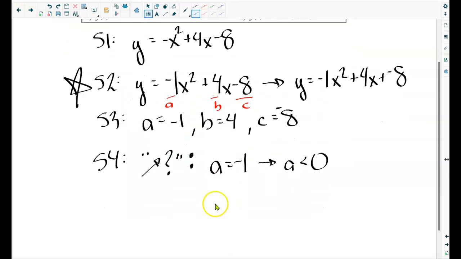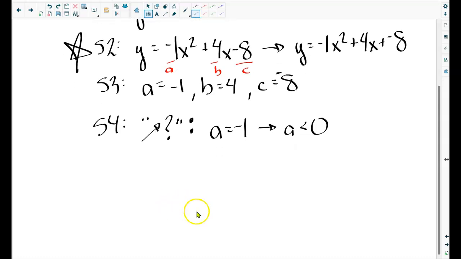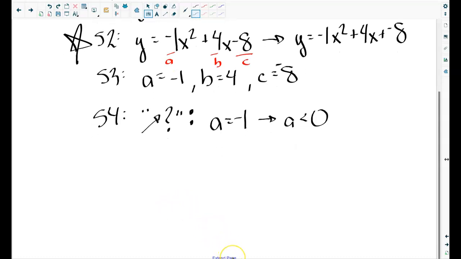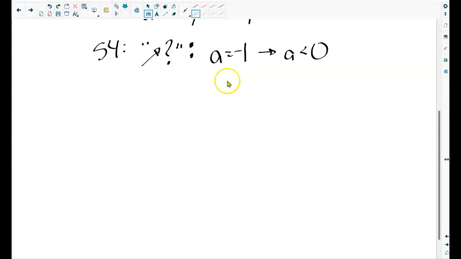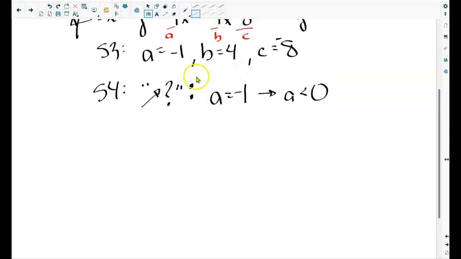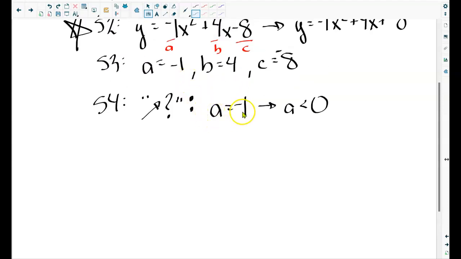So in this case, you're going to show me that, hey, I understand that A is -1, which means A is negative in this notation. So therefore the parabola is going to open downward. I guess we can add another arrow here.